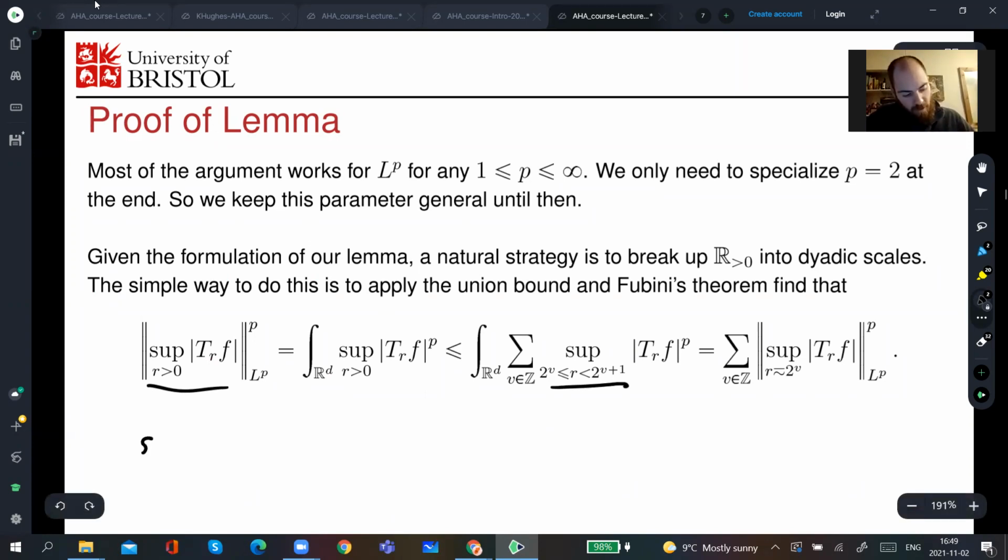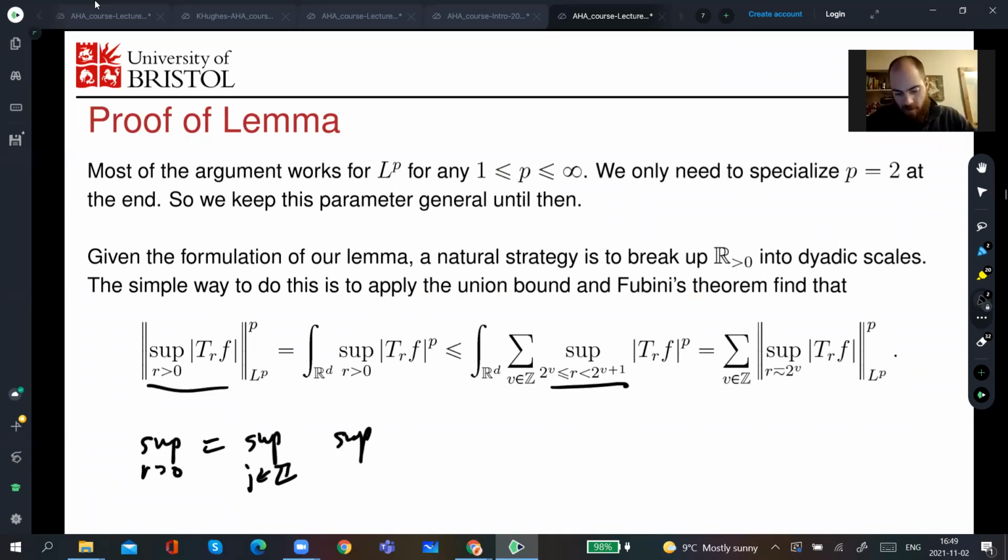In particular, the sup over R positive is equal to a sup over j in Z, and a sup over 2 to the j less than or equal to R less than 2 to the j plus 1. I take a sup over each dyadic range and then a supremum over all the possible ranges. I don't know how to efficiently do that, so I'm just going to take all the dyadic ranges and just sum them up. It seems like a foolish thing to do, and indeed it usually is, but that's how you get this inequality.